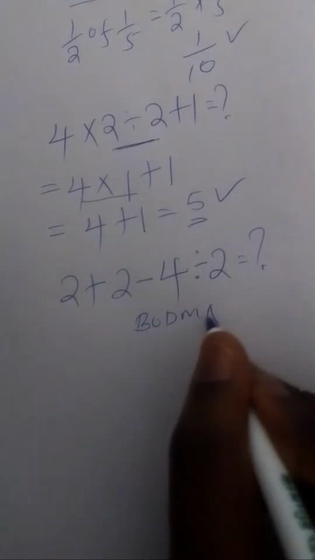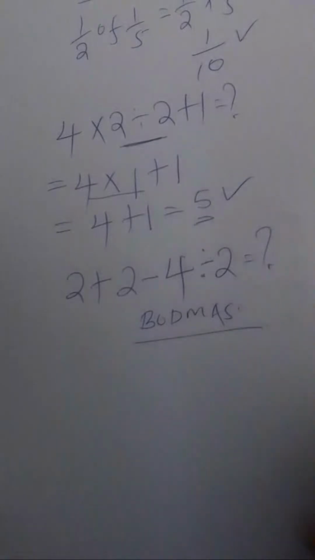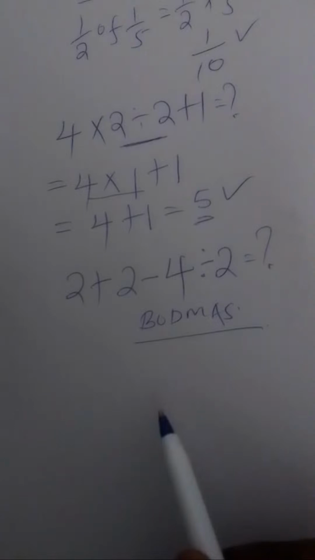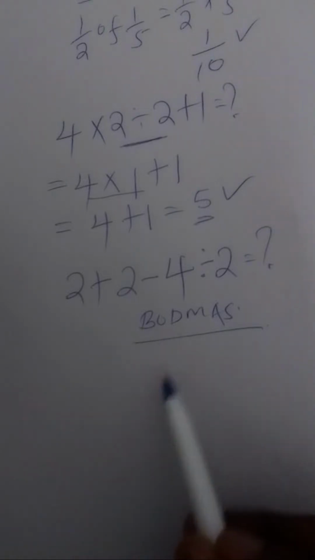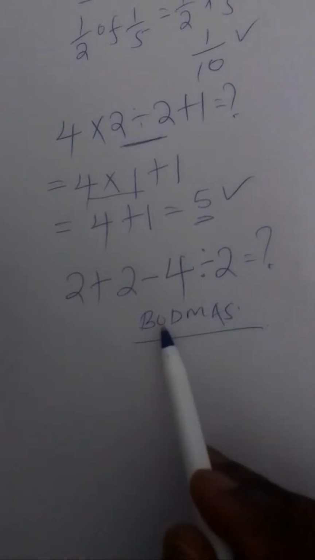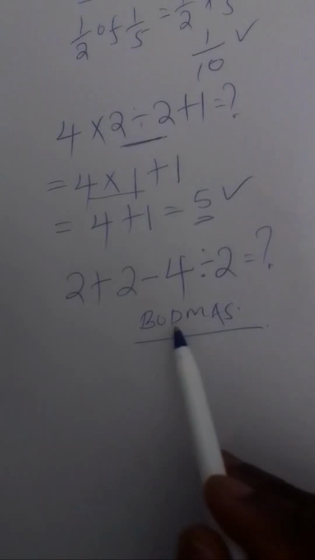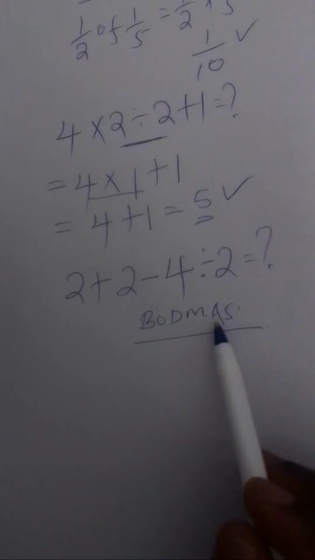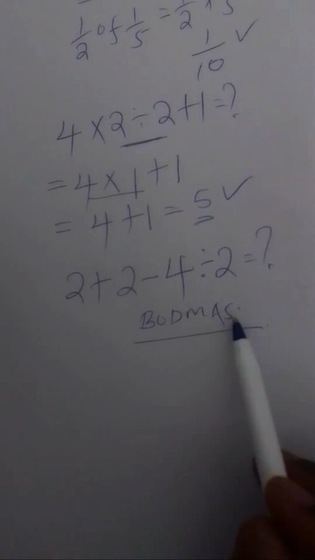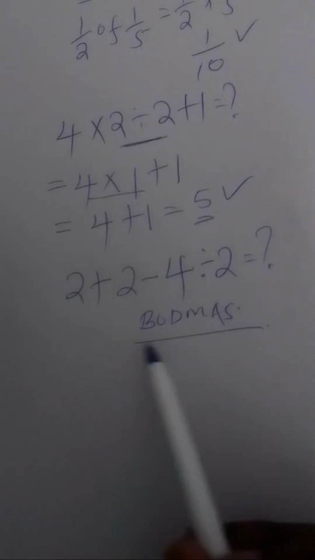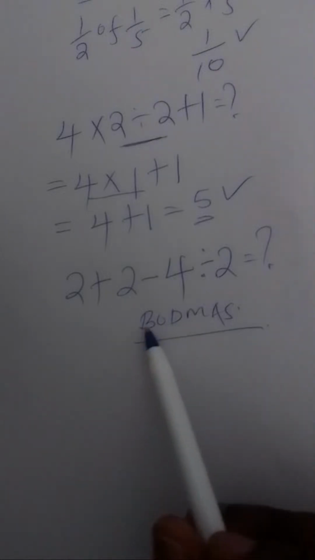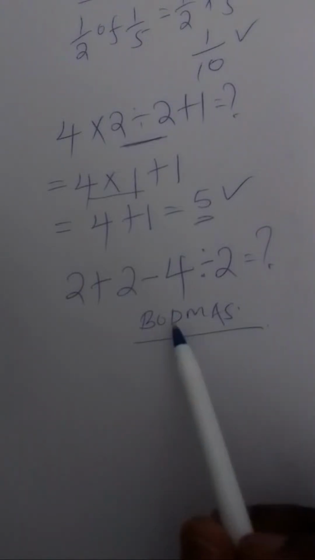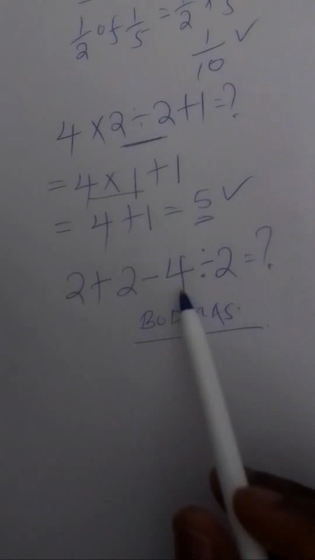This BODMAS, we just have to understand it clearly. B stands for bracket. The bracket is not there. O stands for of. Of means multiplication, but it's of. D means division. M means multiplication. A means addition. S means subtraction. So if you're given such a math, if bracket is not there, you work out the of. If of is not there, you start with the division. So in this case, we're going to start with the division.